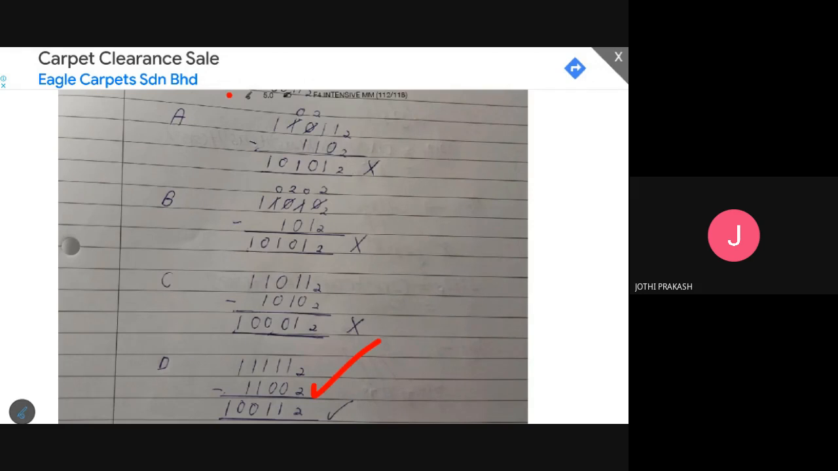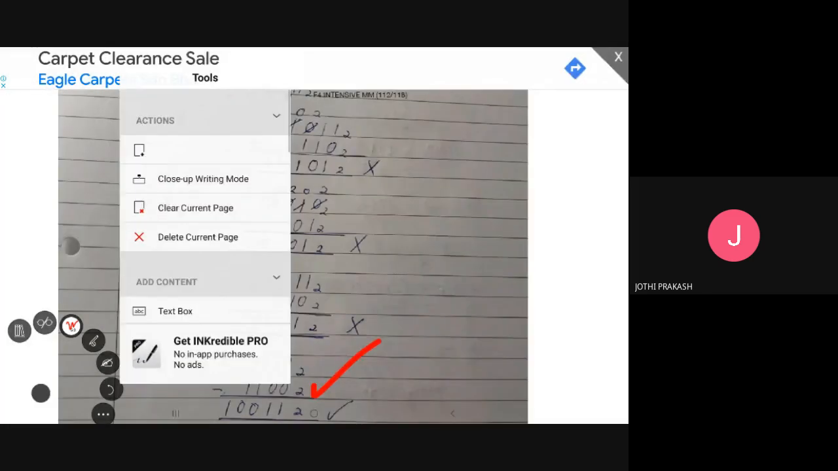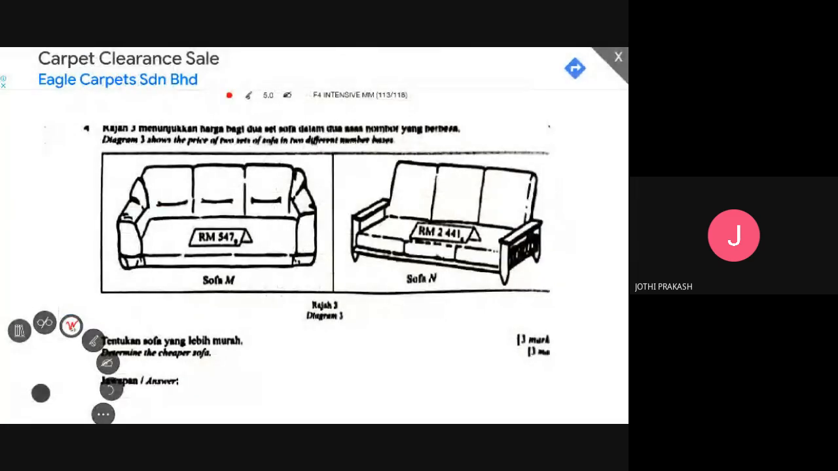Okay, so until here guys, all the objective we covered, can you understand about number bases? Semua soalan objektif, boleh faham tak? Kita buat banyak latihan. Okay, good. So now we go to structure. Okay, so this one people say cannot see, right? So I write out for you guys.